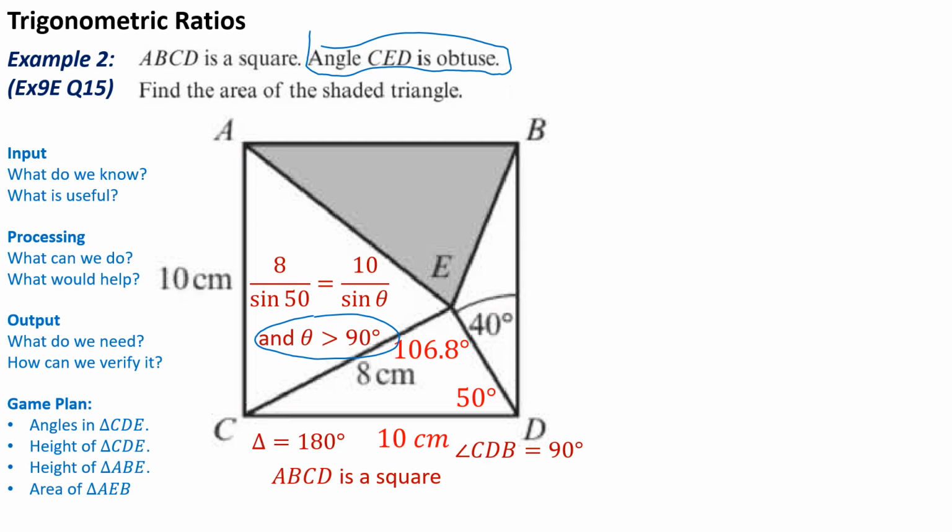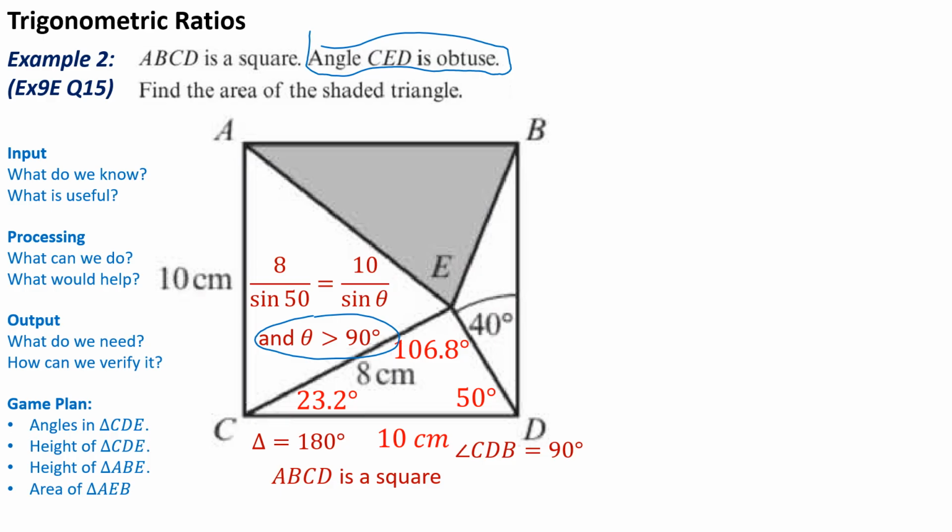The next thing I do is this. I've got two angles in a triangle. It's easy to use the fact that angles in a triangle add up to 180, and that gives me this angle over here, 23.2 degrees. And now, think about my game plan. I found all the angles. Now I want to try to find the height. And I can do that now.